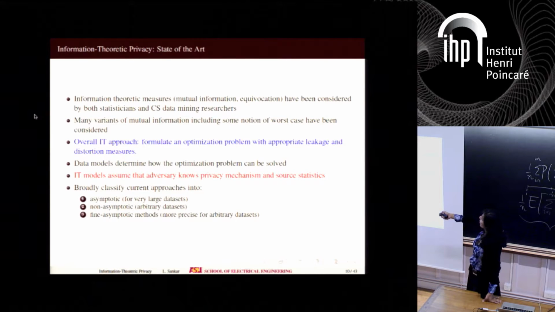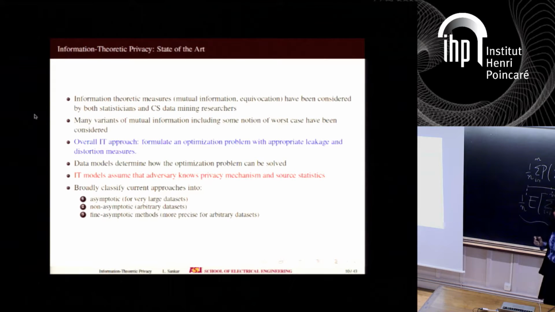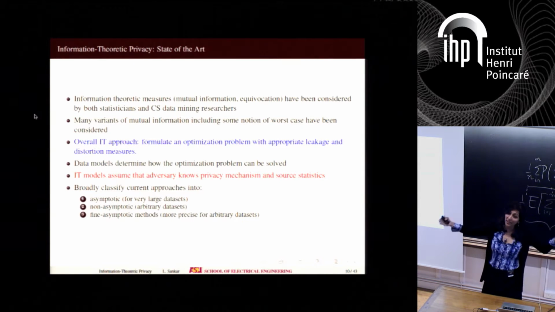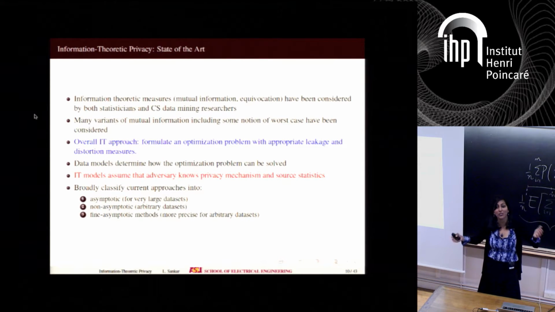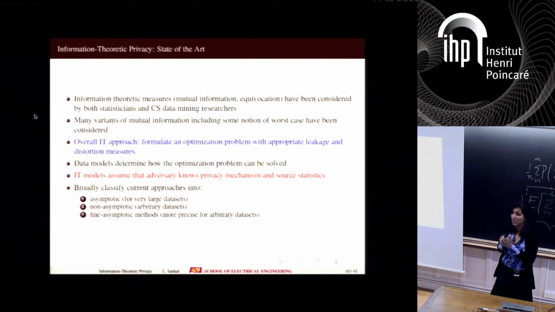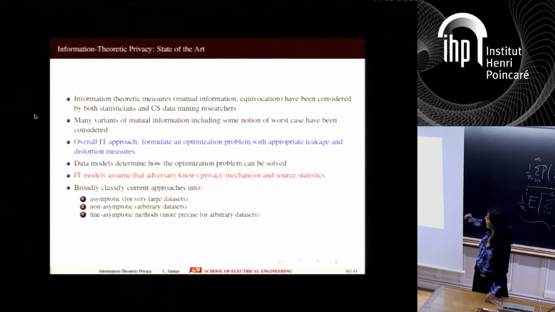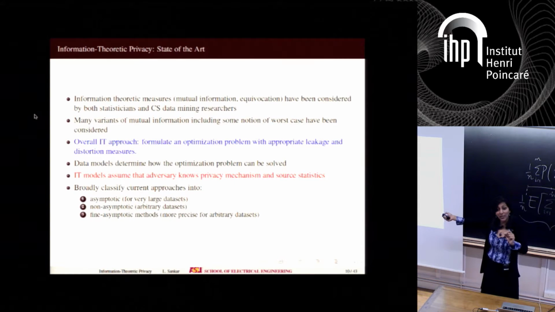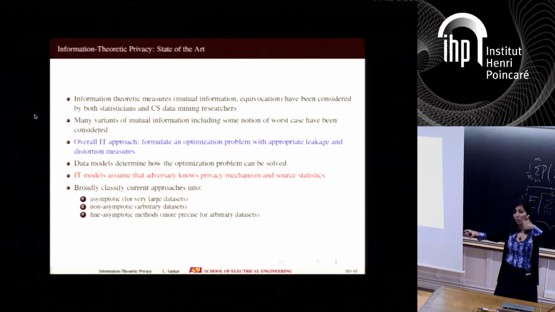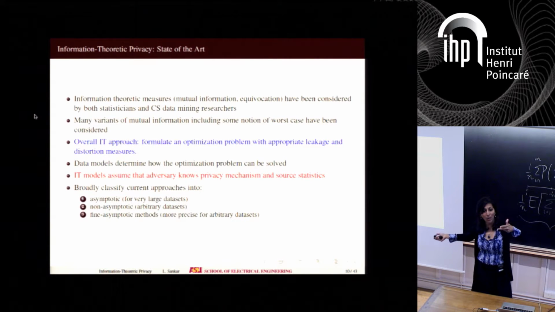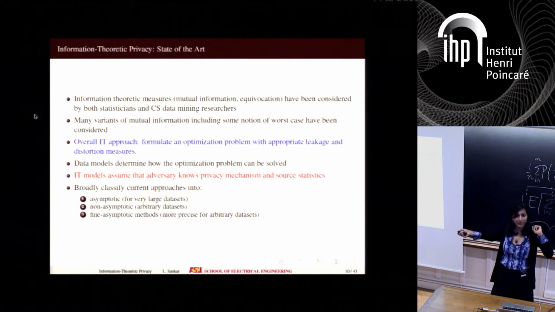All right, so here I write the data models to determine how the optimization problem is to be solved, and I'll talk a little bit about it. Do you assume a very large database? Do you assume IID models? Do you assume very small databases, and so on? And so we will go over that. So at the bottom of it, our models assume that the adversary knows the source statistics and knows the optimal mechanism that we compute.